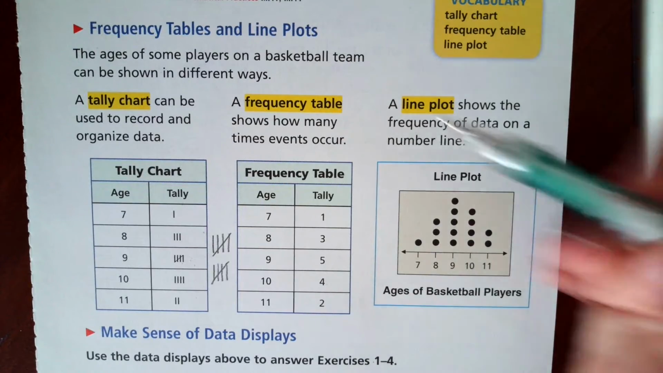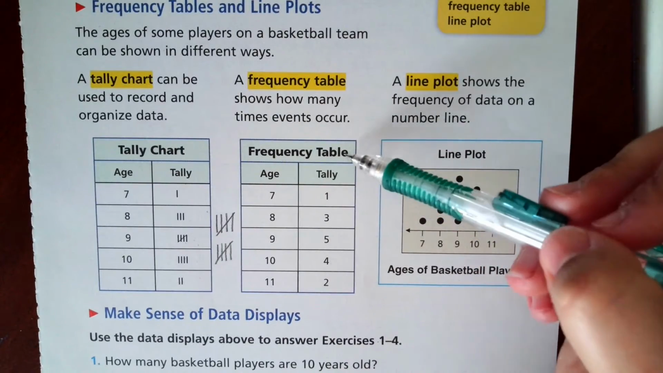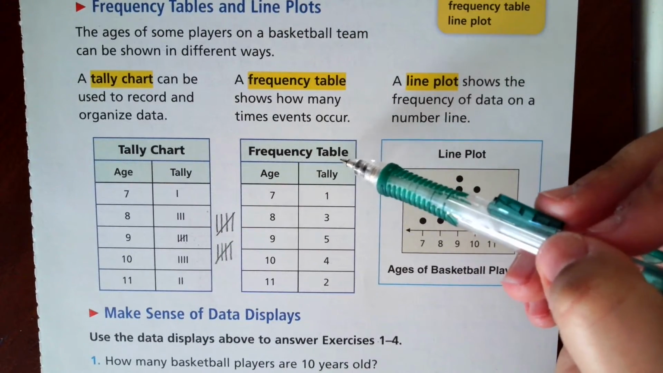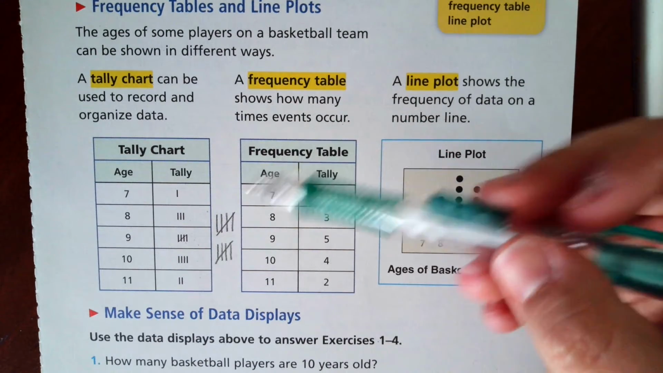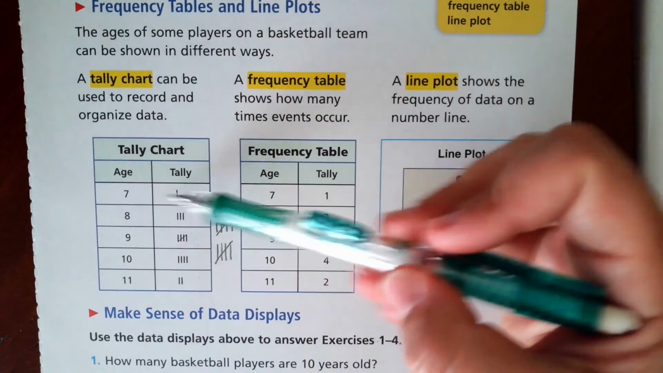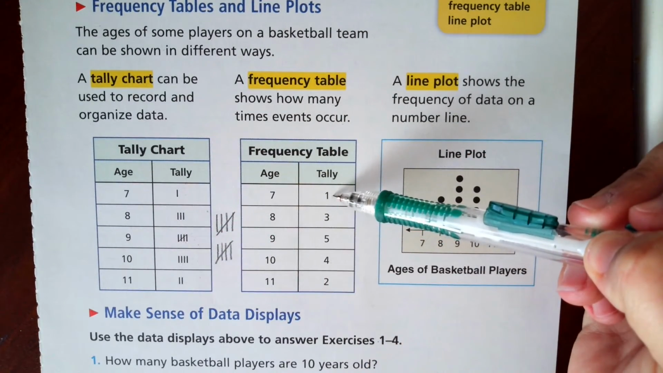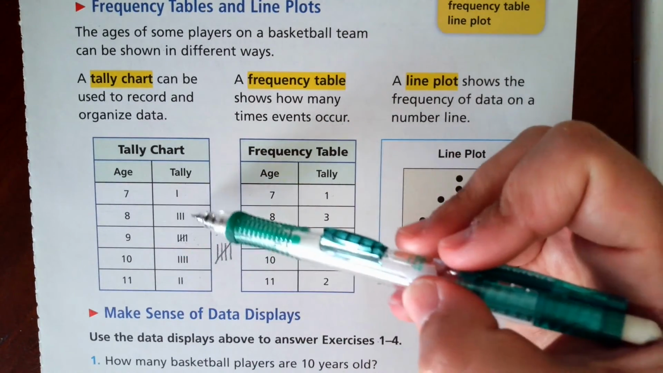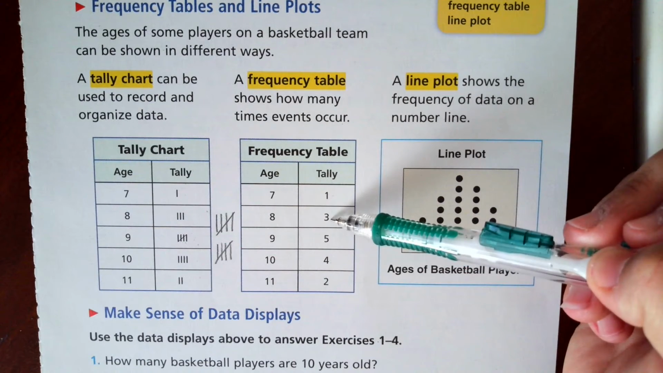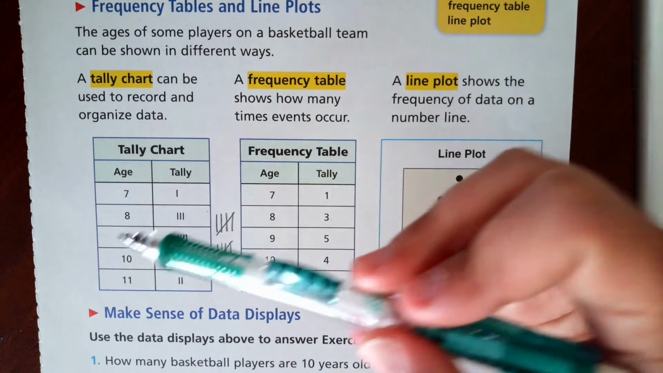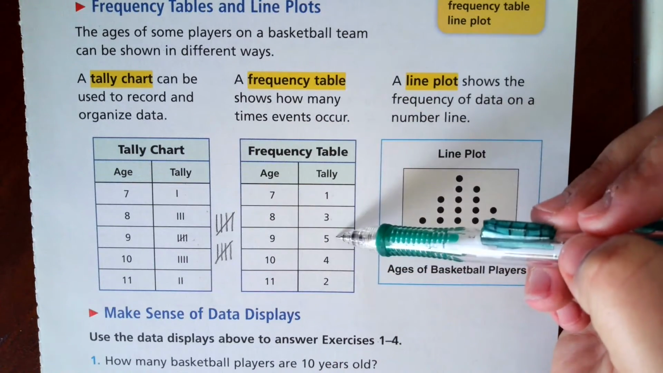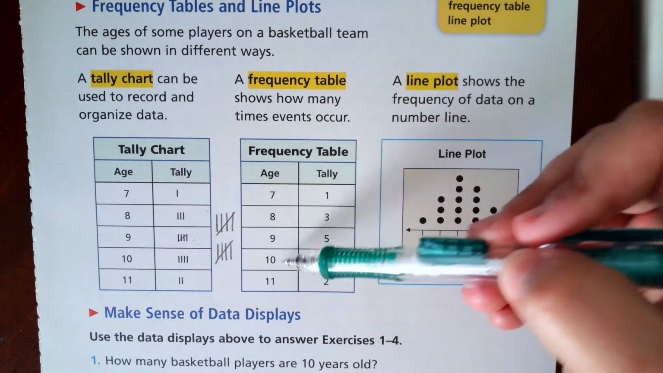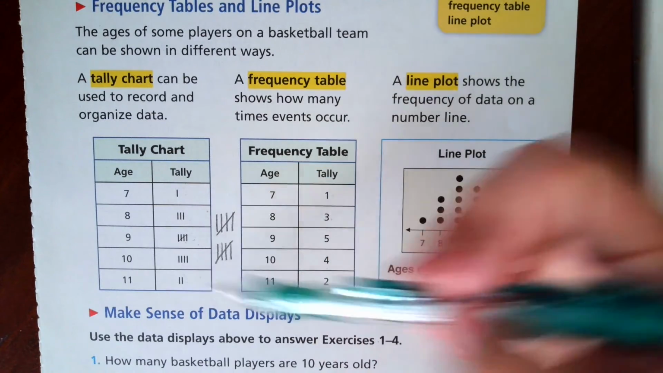Okay, now we could use a frequency table to show the same information. It shows how many times the events occur. So for age 7, there was 1. So there's number 1. For age 8, there was 3 tallies. So that's a 3. For age 9, there were 5 tallies. So there's a 5. 10 was 4. Here's your 4. And 11 was 2.